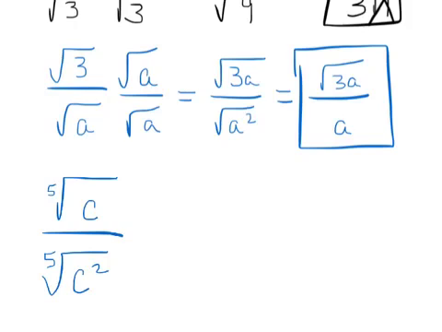Fifth root of c over the fifth root of c squared. And yeah, it looks like it's complicated at first, but what kind of a root is this? A difficult one? Oh, it's a fifth root. It's a fifth root. So you want a perfect fifth. Like a square root, you wanted a perfect square. A cube root, you want a perfect cube. A fourth root, you want a perfect fourth.